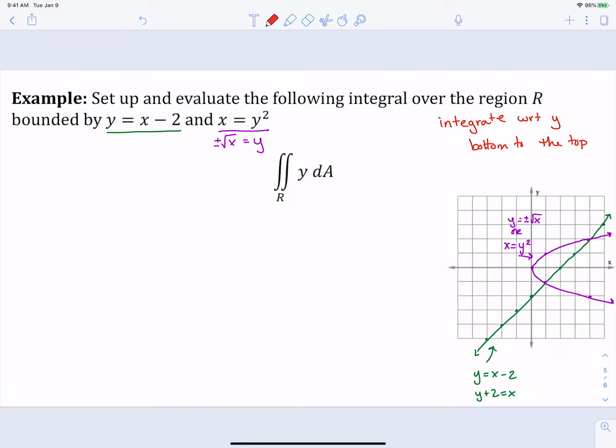What's hard about this is that before x equals 1, the bottom function is the negative square root function, and the top is the positive square root function. After x equals 1, the bottom function is the linear function, and the top function is our square root function. So we would actually have to do this with two integrals if we set it up with respect to y as our inside integral. I don't know about you guys, I don't want to do that.